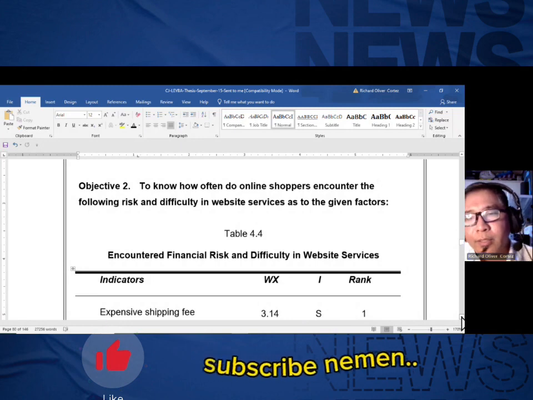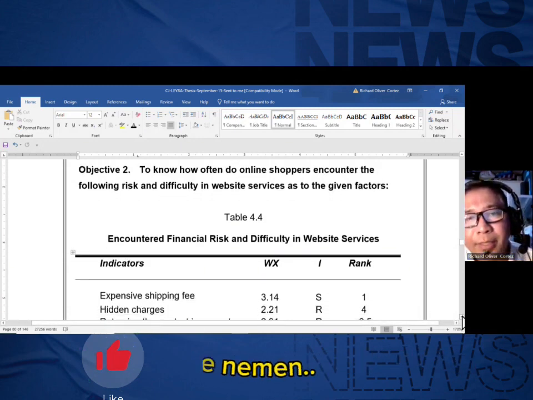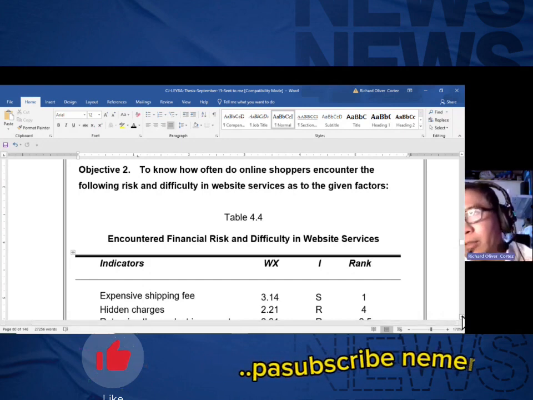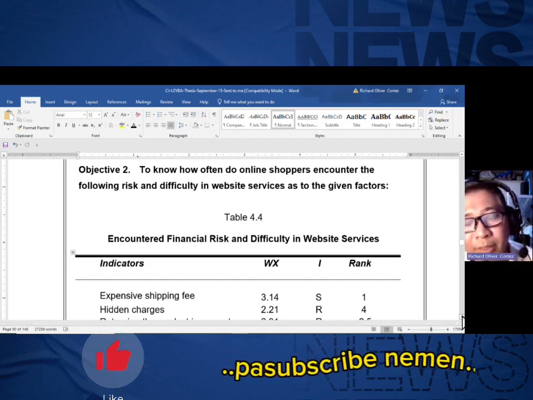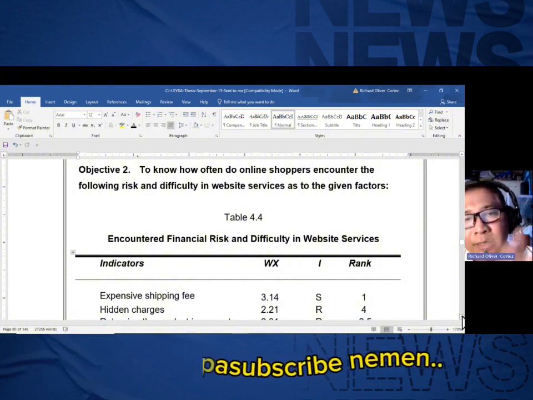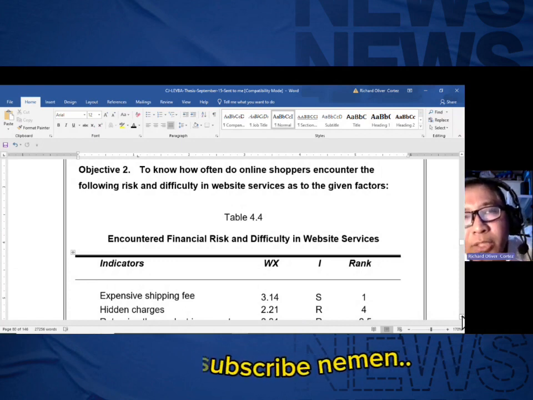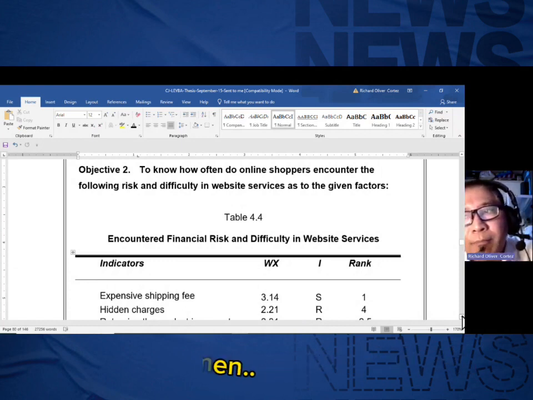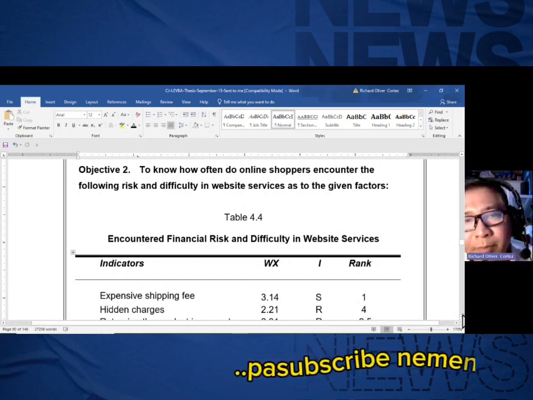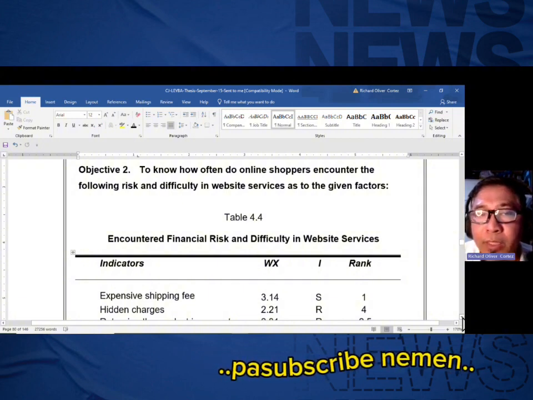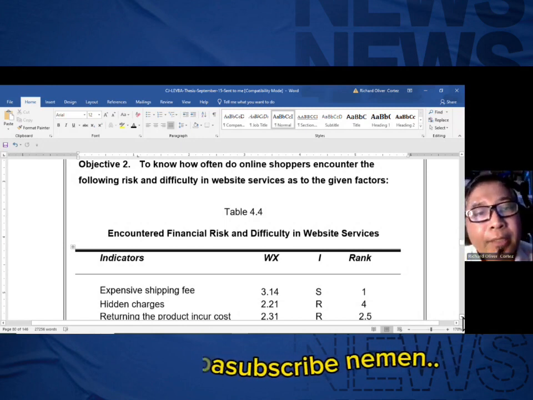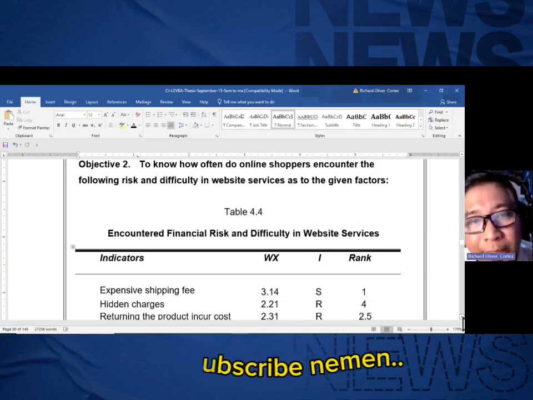Ito naman yung the frequency. Ito naman ay not frequency but the weighted mean of the respondents. Ito yung pre-answered 5, 4, 3, 2, 1, you know? Kasi sa taas, sa demographic profile, the questions were answered using multiple choice. Isa lang sagot nila dun eh. Sa objective number 2, ito yung questions na your respondents answer by rating. Ito yung rating questions, 5, 4, 3, 2, 1.